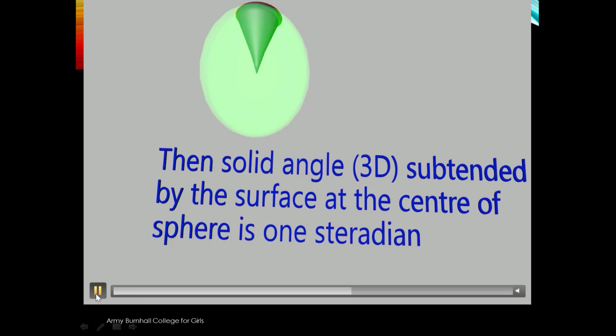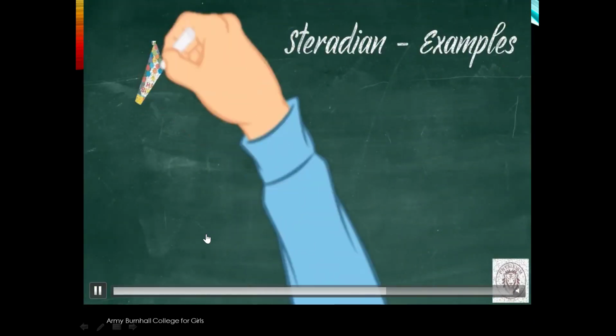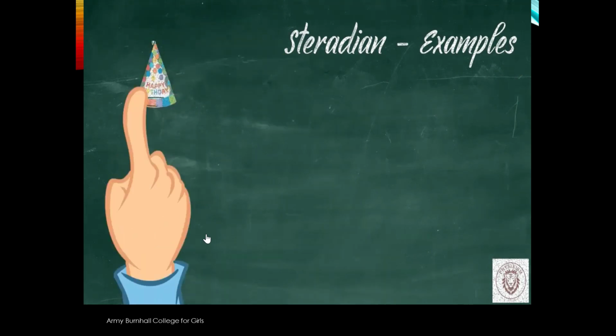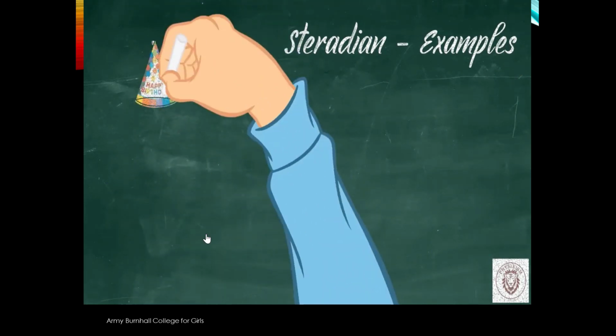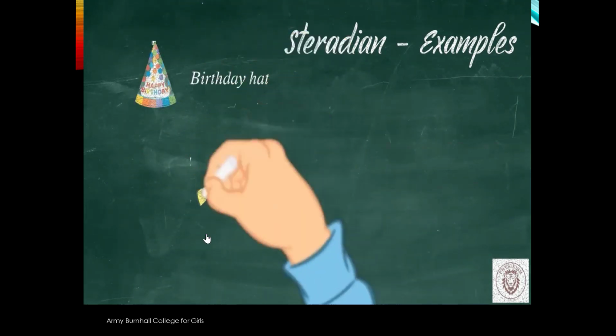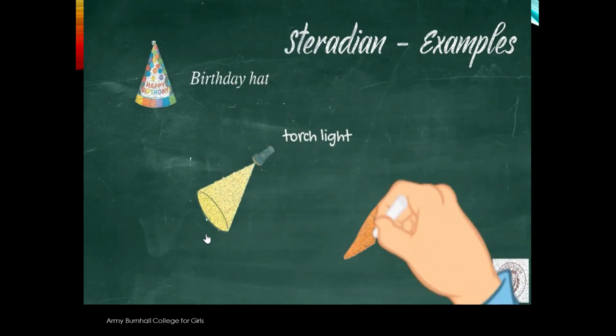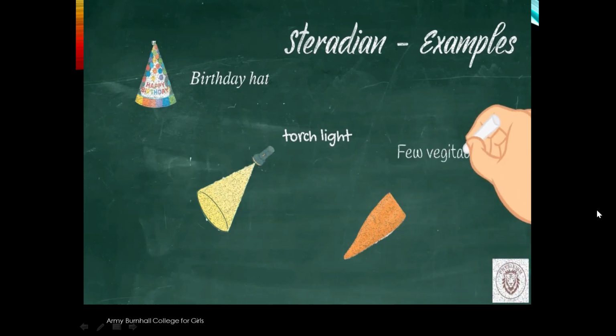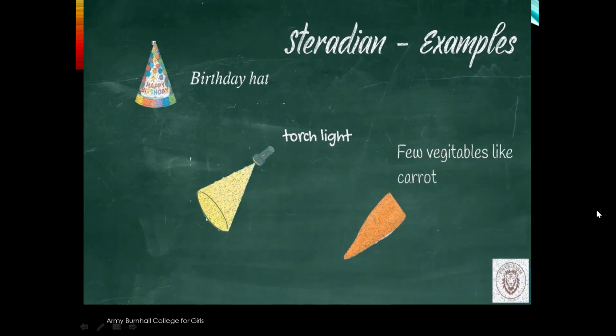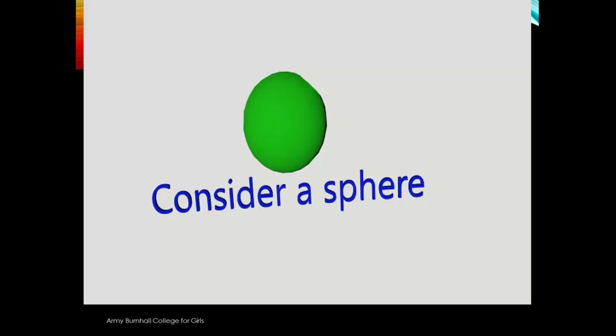Okay, so some examples related to this solid angle or steradian, you can consider this: a birthday hat, that will give you a solid angle. Torchlight, again a solid angle. Some vegetables like carrot, it is also giving you a solid angle.